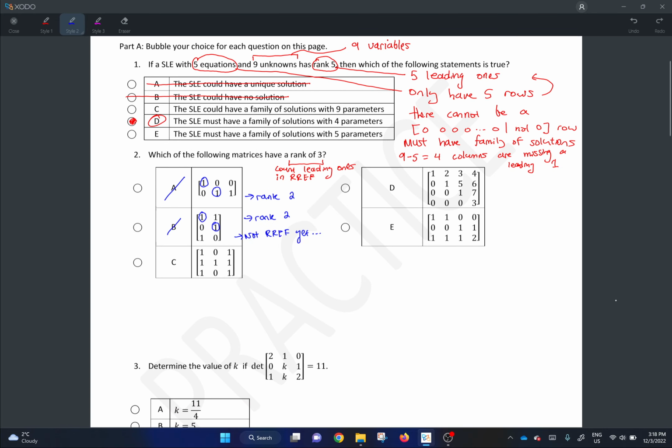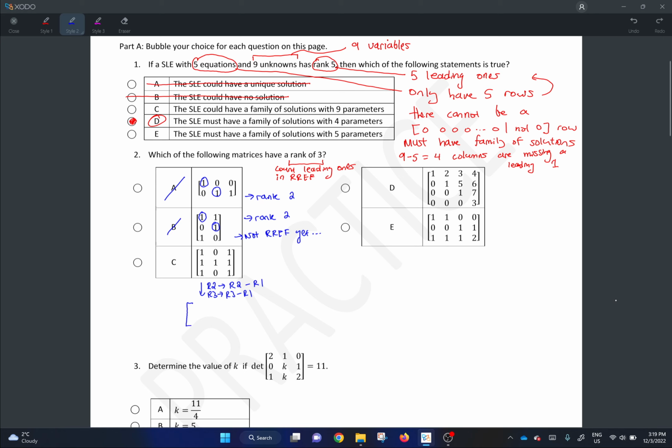Okay, third matrix that's here, it's hard to tell because you have 3 rows. The possibility of 3 leading ones is there. We're going to have to do row reduction. I'm going to replace row 2 with row 2 minus row 1. And at the same time, I'm going to replace row 3 with row 3 minus row 1 and make that first leading one happy.